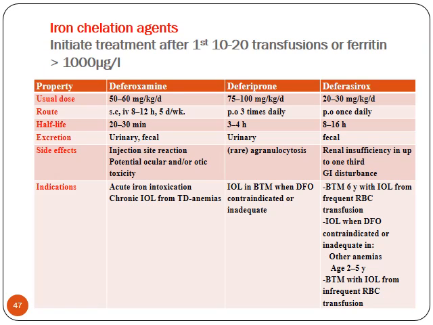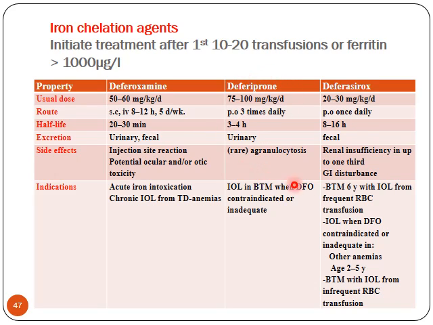How about the iron chelation? Chelation should be started after the first 10 to 20 transfusions, or if the serum ferritin is above 1000. We have 3 chelators, 3 generations. The first one is deferoxamine, the second is deferiprone, the third is deferasirox. Deferoxamine is given by injection, subcutaneous or intravenous, while deferiprone and deferasirox are oral. The half-life for deferoxamine is 20 to 30 minutes, so it is given by continuous infusion over a long period.